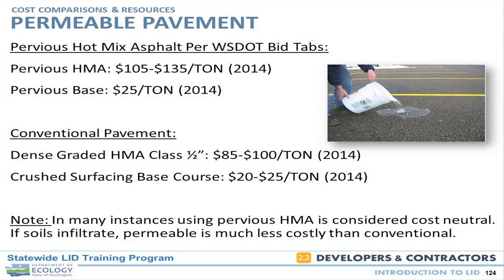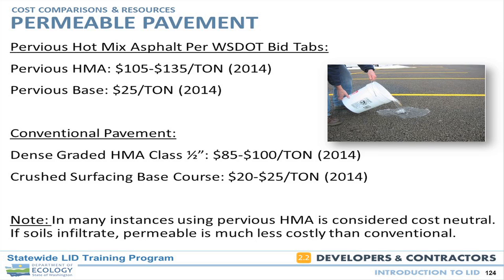This is some research that I did specifically for this training. I just went to the WSDOT unit price database and started looking at some recent bid tabs that WSDOT has, and compared what bids they're seeing on pervious versus conventional. And what you can see there on a per ton basis is that there's a small premium. You're looking at $20 a ton there on the low end and $35 a ton on the high end, spread between pervious and dense graded.